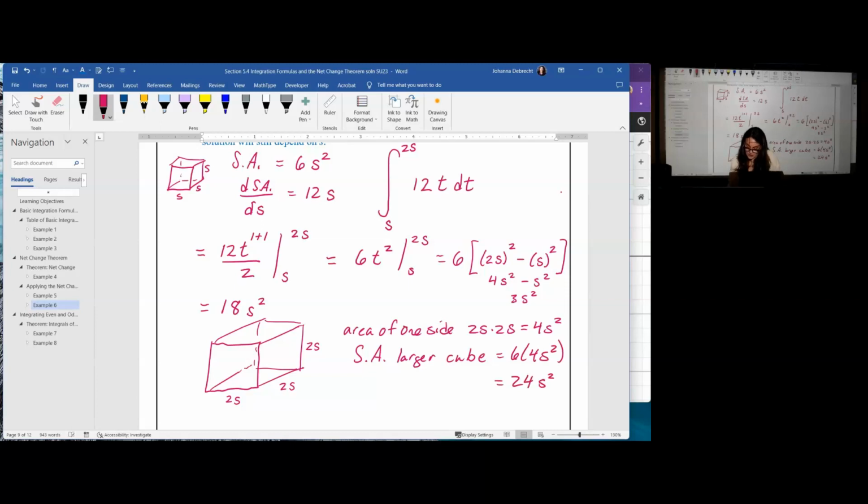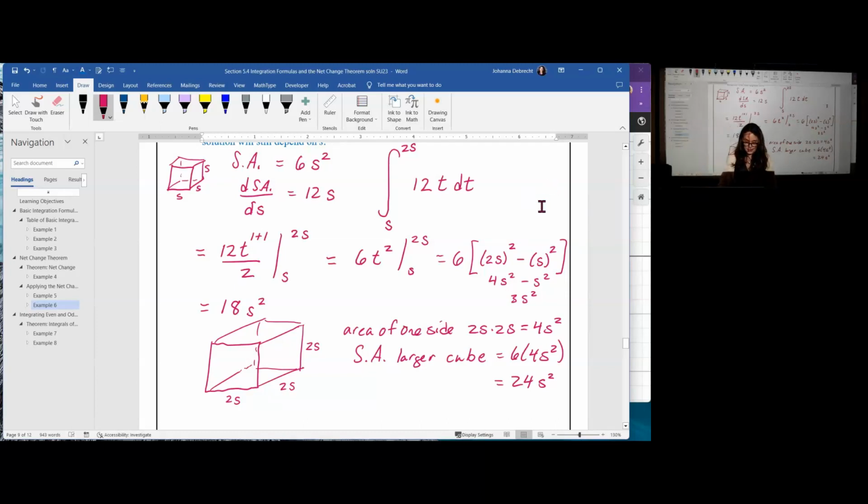Now, when we're looking at this, what is the net change? We found the net change to be 18s squared. Take 24s squared, you subtract the original 6s squared, you do get a net change of 18s squared.